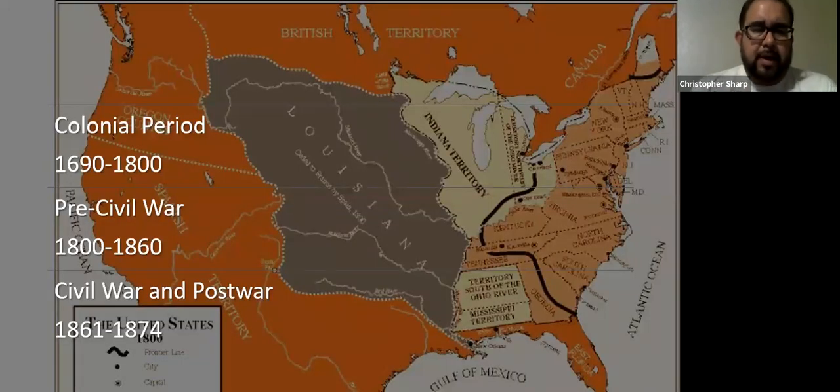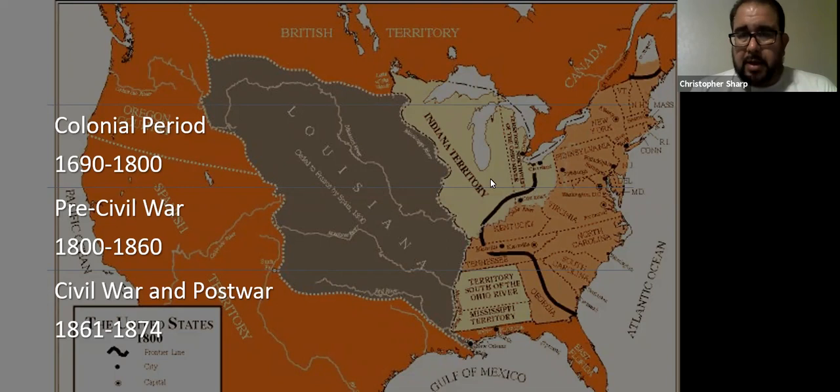And so these are the eras in the book: the colonial period from 1690 through 1800. And the backdrop to this slide is actually a map of the United States in 1800. And so that's early on in the establishment of the United States and the original 13 colonies. And this map really shows that, in the origins, there were still the Native American populations in the areas that weren't established as states or colonies.